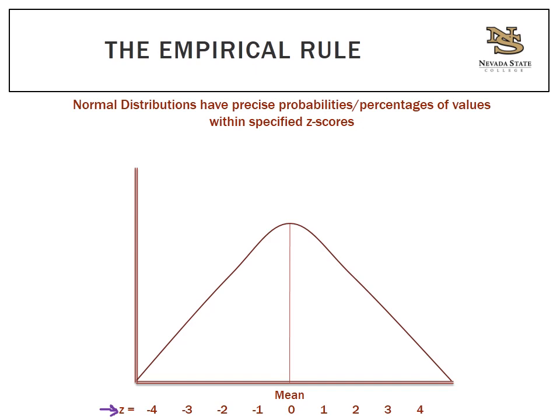So let's take a look at this empirical rule picture. First thing, which you've already been familiar with, is that most scores are within one standard deviation of the mean.